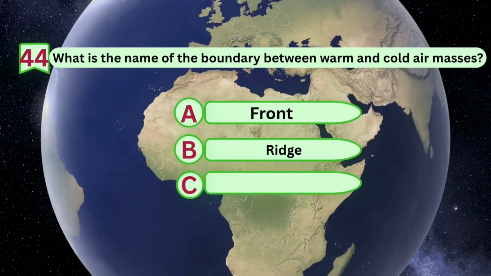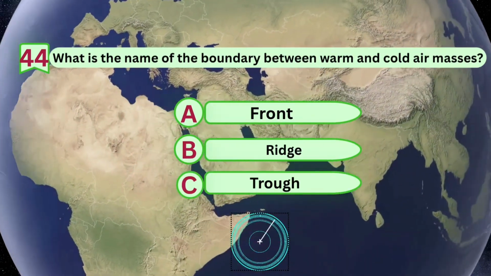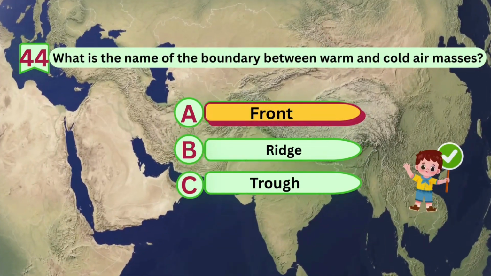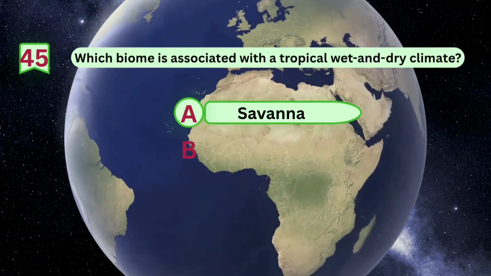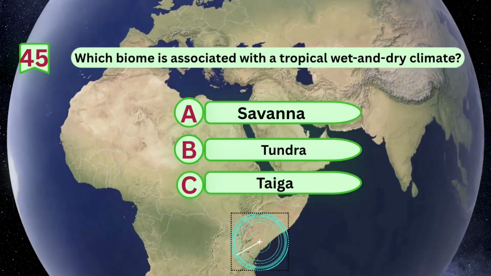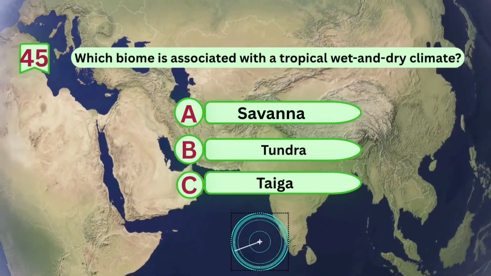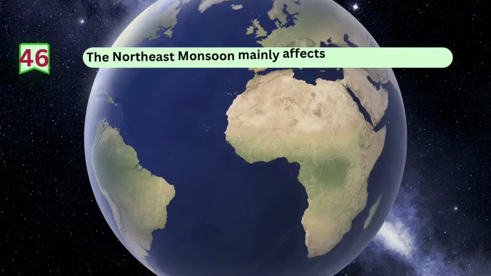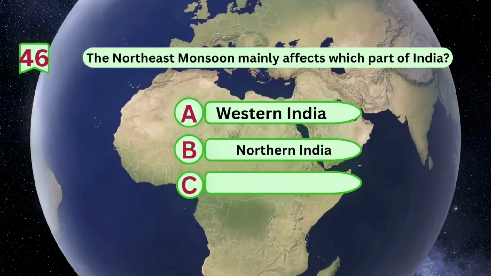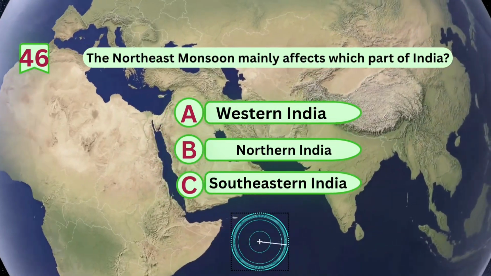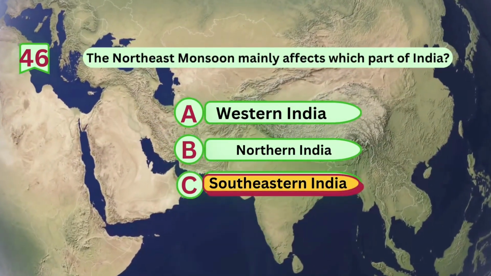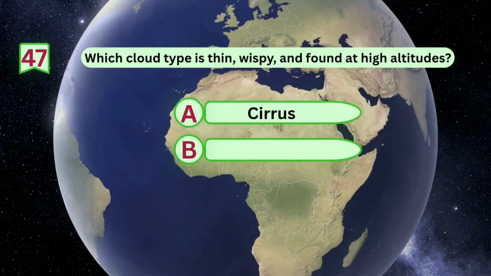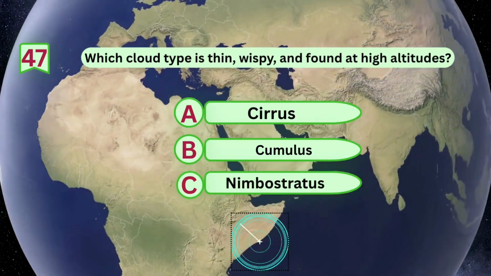What is the name of the boundary between warm and cold air masses? Which biome is associated with a tropical wet and dry climate? The northeast monsoon mainly affects which part of India? Which cloud type is thin, wispy and found at high altitudes?